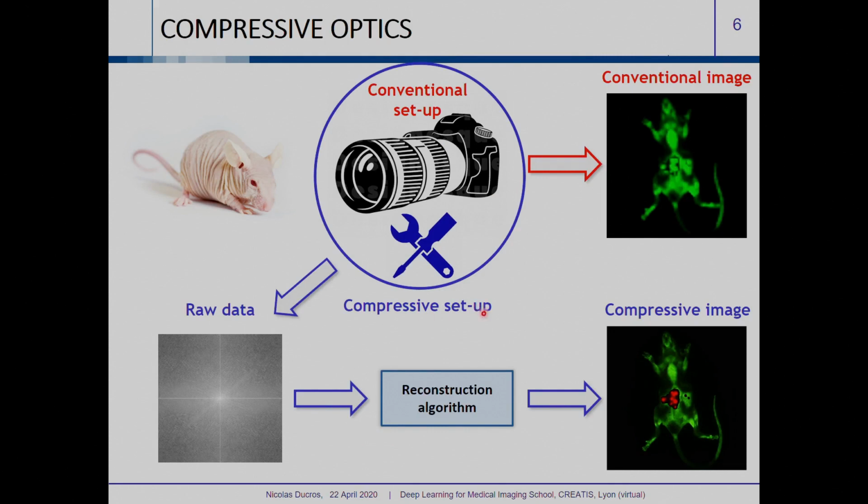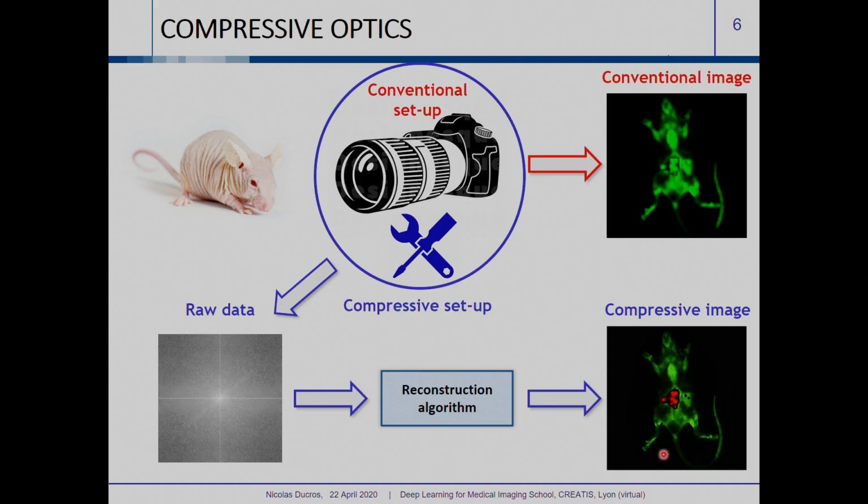Compared to a conventional imaging setup that directly images a scene, here the scene is a mouse, a compressive imaging setup usually acquires the image in a transform domain, as for instance a Fourier or Hadamard domain, and the raw data cannot be exploited as it is. The image has to be reconstructed, and this is where we need a reconstruction algorithm. A compressive setup is more complex than a conventional one. However, it can provide increased resolution or, as in this example, give access to richer information content.